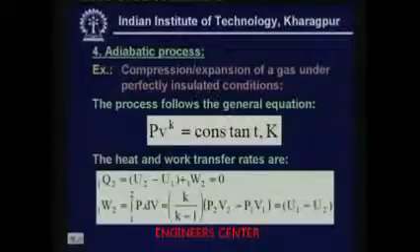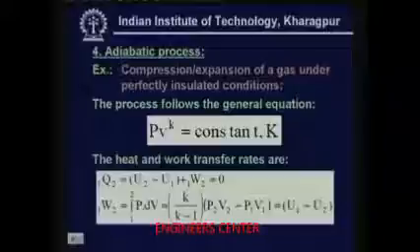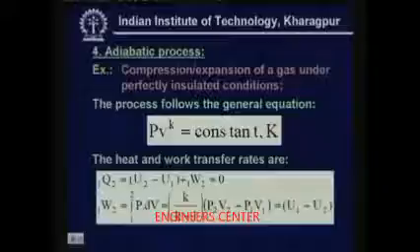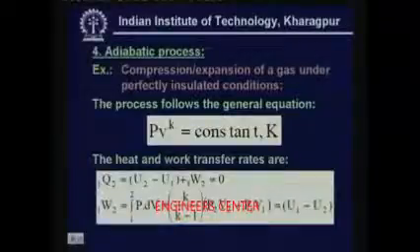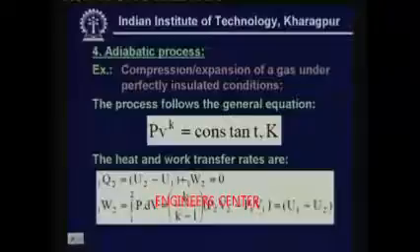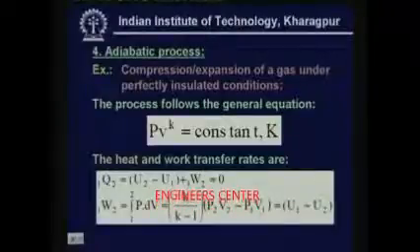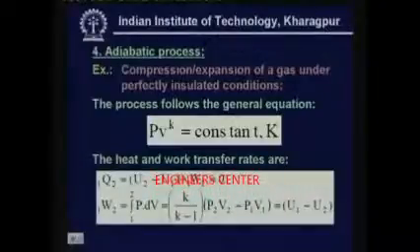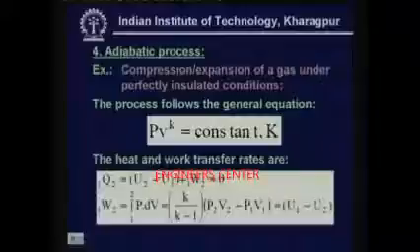So such a case is an example of an adiabatic process. All adiabatic processes follow the general equation PV^K is constant, capital K. Here P is the absolute pressure, V is the volume, and K is known as the coefficient of adiabatic compression or adiabatic expansion.